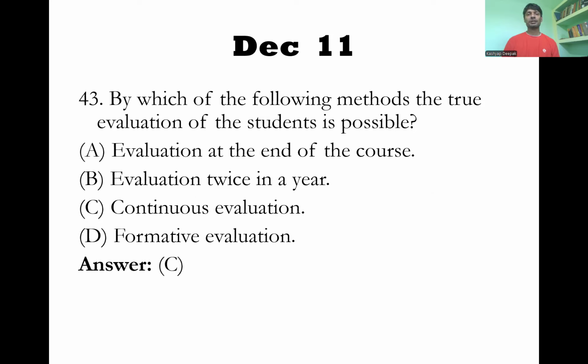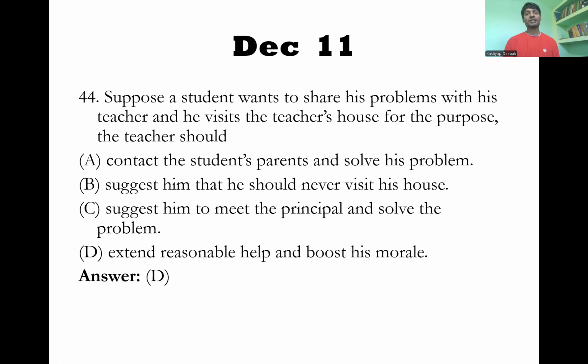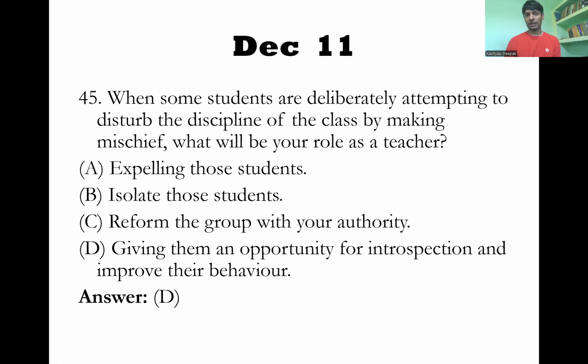By which of the following methods is the true evaluation of the student possible? Evaluation at the end of the course, evaluation twice a year, continuous evaluation, formative evaluation. Answer is C. It should be continuous, not of 1 month, 2 months or whatever. December 11th: suppose a student wants to share his problem with a teacher and he visits the teacher's house for the purpose. The teacher should contact the student's parent and solve the problem, suggest he should never visit his house, suggest him to meet the principal, or extend reasonable help and boost his morale. So A, B, and C are ignoring or something like so. Answer D is most appropriate.